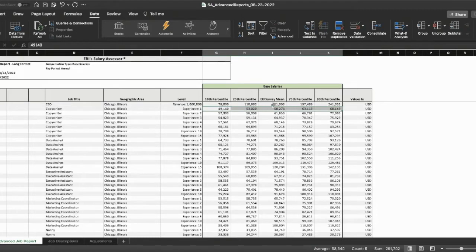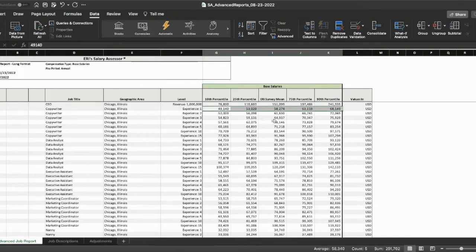So the mean is the average. That's the average amount that was paid for a copywriter with one year of experience in all of the companies that were included in this salary report. This is what copywriters were making if they were in the 25th percentile, so they were under the mean. In the 10th percentile, that's the low end. And then we also have the high end, so 75th percentile, 90th percentile.